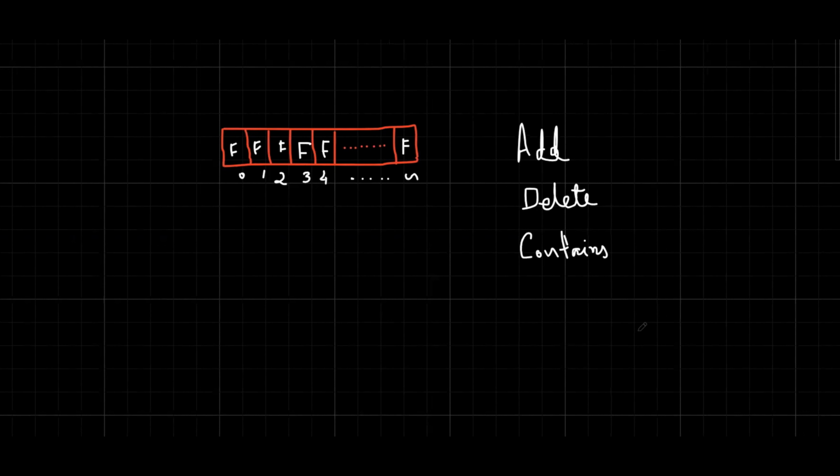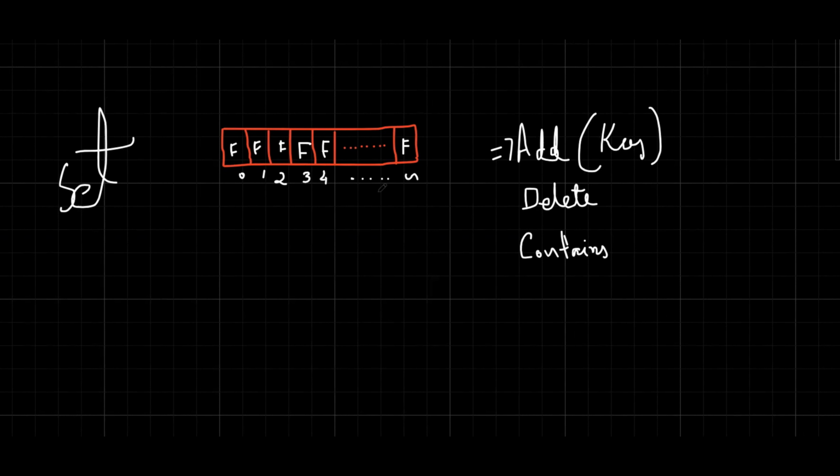Now, to implement the algorithm, we have taken a vector of Boolean. Initially, all of the elements of this vector are false by default. So we have to design a hash set. Here, we have to implement three functions. At first, we have to implement the add function. The add function will take a parameter key. Now, we have to add the parameter key into the hash set.